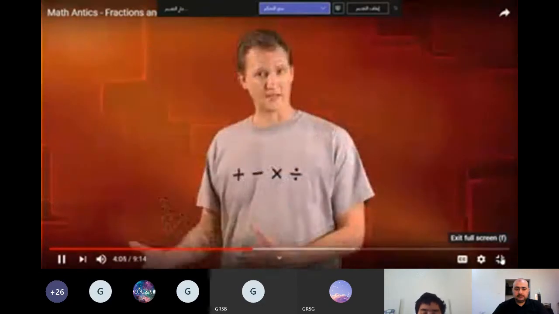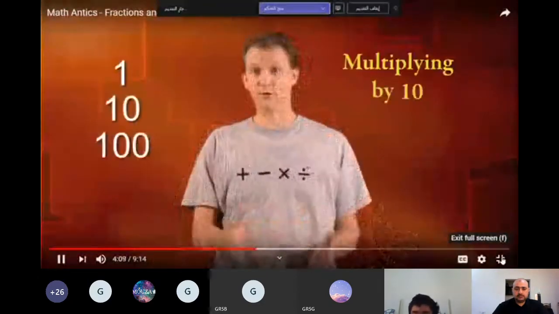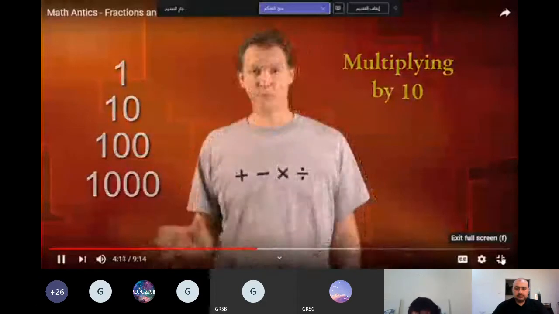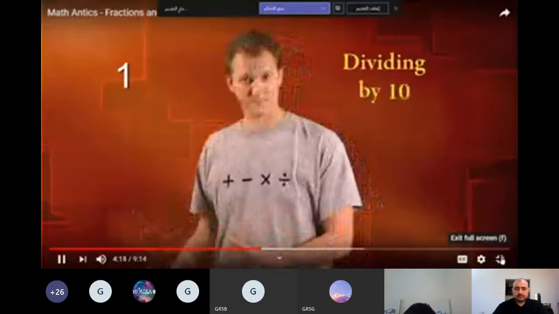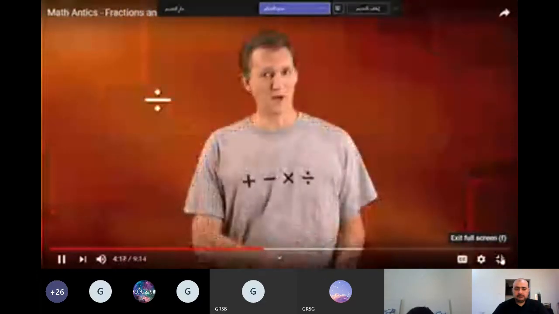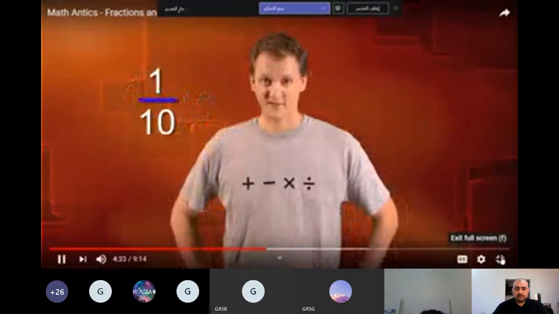You remember how we got our other base 10 building blocks. We started with 1 and kept multiplying by 10 to get bigger and bigger building blocks. Well, to get smaller building blocks, all we have to do is start with 1 and keep dividing by 10. Wait a minute, divide a smaller number like 1 by a bigger number like 10? Well, that sounds like a fraction to me.